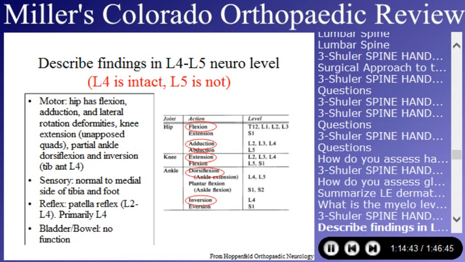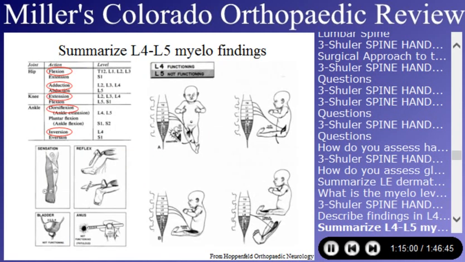I show there that he has hip flexion, adduction, knee extension because he has unopposed quads, partial ankle dorsiflexion and inversion. Sensory is located there. Patellar reflex, primarily L4. No function on bowel or bladder. And this is the diagram that's actually in the book that is extremely helpful in determining what is. You have a non-functioning patulous anus, bladder's not functioning, your reflex would be absent at the Achilles but intact at L4 level, which is the knee.